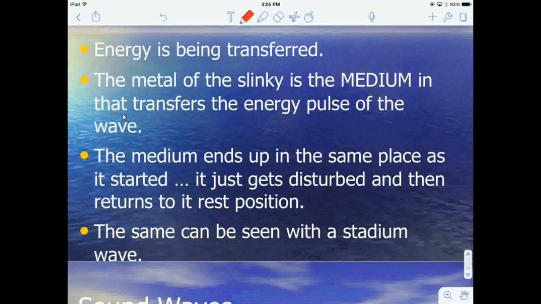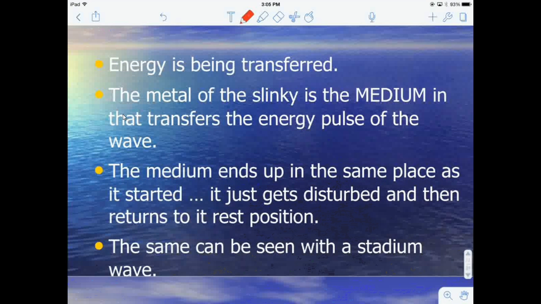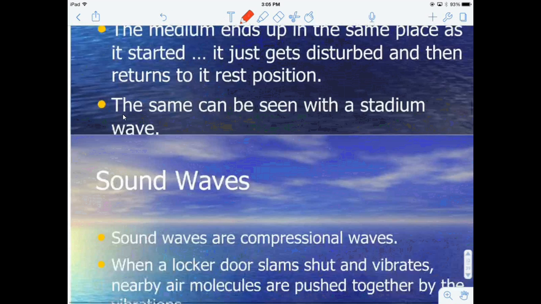Energy, once again, energy is being transferred. If you do a compressional wave, I'll show this in class. Normally I do this demonstration in class, but we'll use a slinky. Slinkies are good to simulate a wave because you can see the energy pulses through the slinky, but the coils themselves, as the energy passes, go back to their original spot. And once again, waves are energy being moved through a medium without the medium traveling itself.